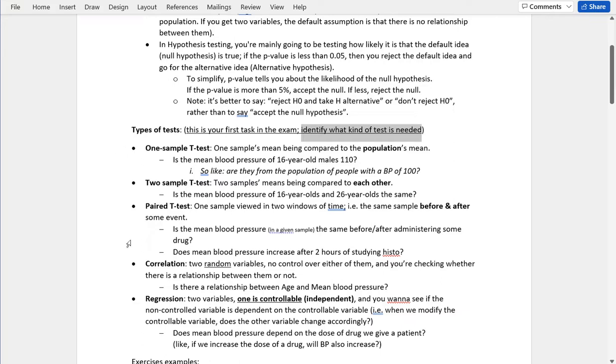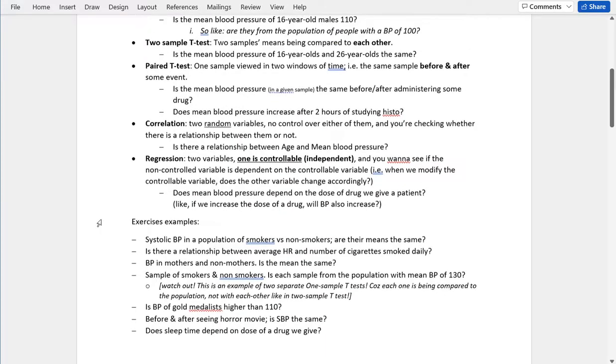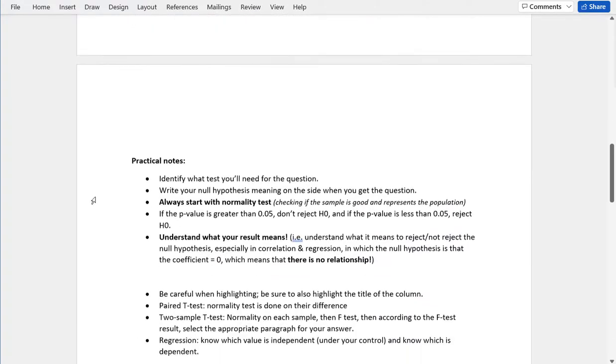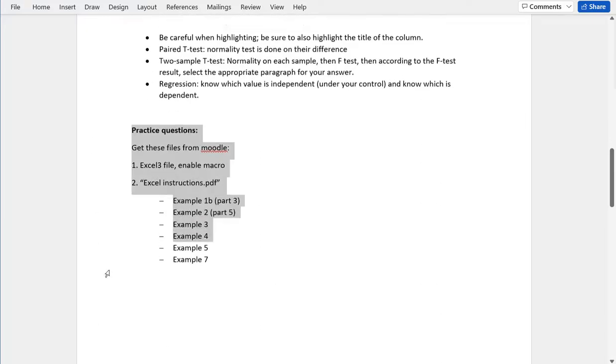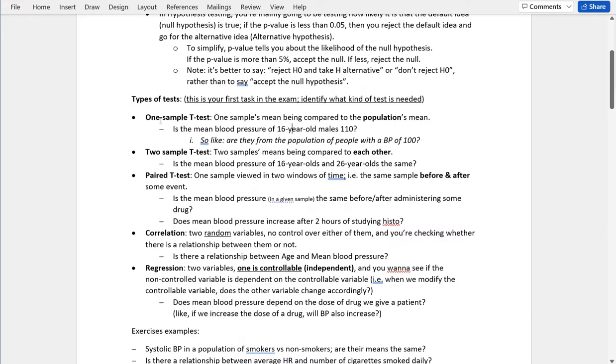And afterwards we'll give examples of each of them as a sort of exercise. Then afterwards we will cover the Excel file and the PDF file to practice each of them. So right away, what types of tests are there?